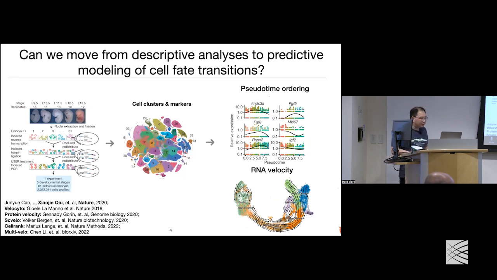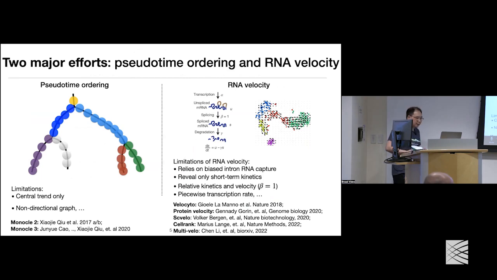Of course, those methods are very powerful and very popular. However, all of them are very descriptive, and they also have a lot of fundamental limitations. For example, pseudotime ordering only tells you the simple trend of the cell fate progression, and most of the time you need some post-processing approach to reveal the beginning of the cell fate conditions. On the other hand, for RNA velocity, because it relies on the incidentally captured introns, the RNA velocity estimation is really unstable, and it only tells you the local dynamics of each individual cell.